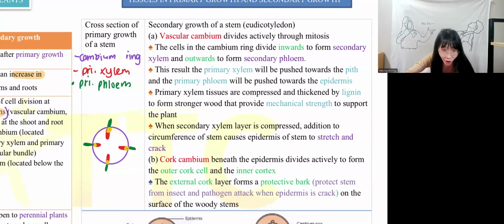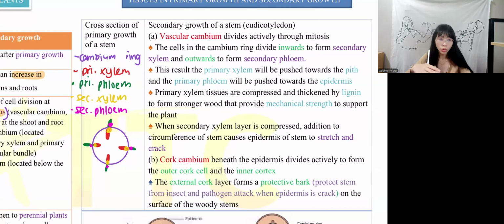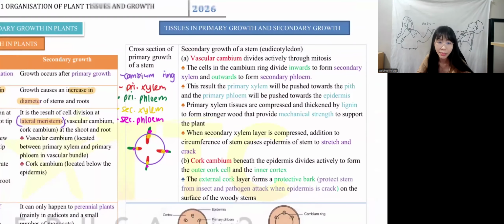They grow inwards. They form from the purple color line and grow inwards. This is secondary xylem. Same as phloem, they will grow outwards at this area here. This is secondary phloem. So this is the labeling that you should know for xylem and phloem. Which one is secondary, which one is primary? Everything starts with primary first, then only you will form into secondary.